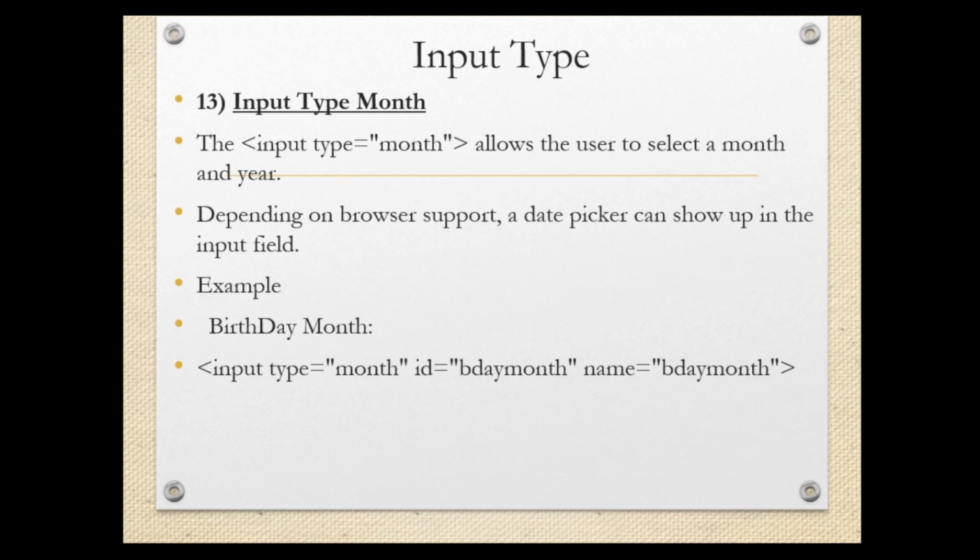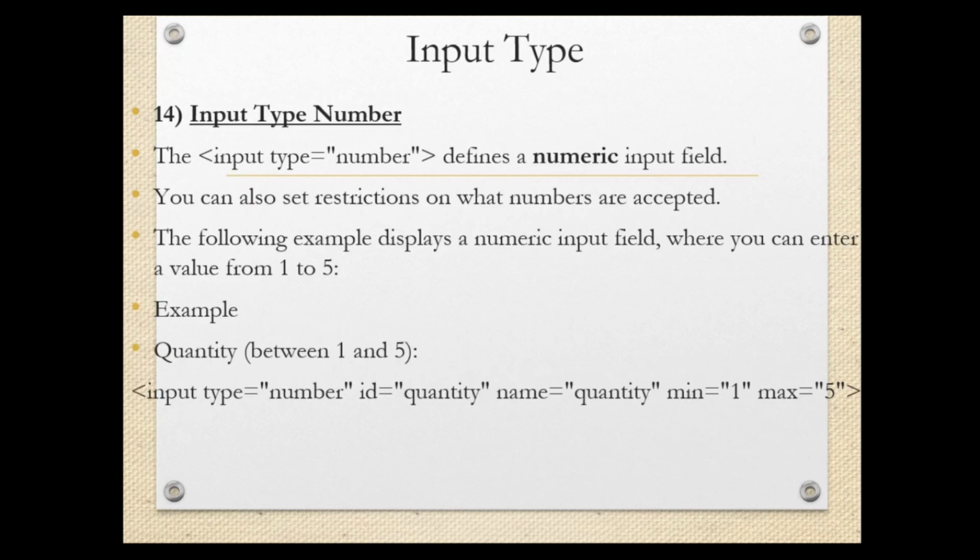Next one, we have input type equal to month, which allows the user to select a month and year. Depending on browser support, a date picker can show up in the input field. The example is input type equal to month, where we can select month and year. By taking this tag, we can take month or year.